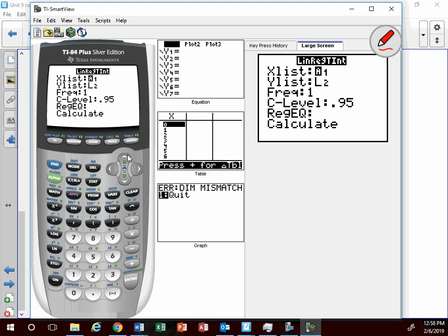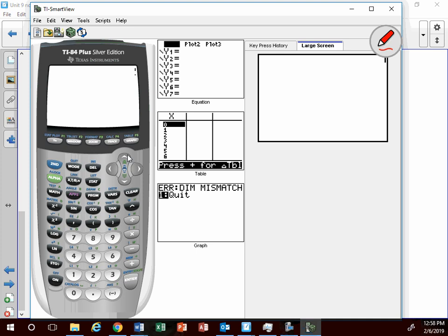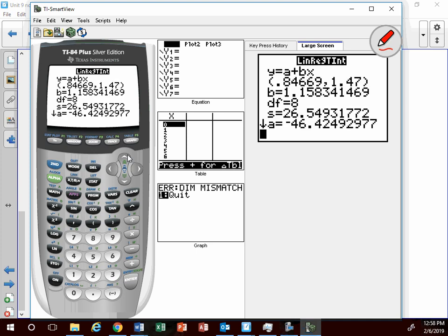Do you have your data in list 1 and list 2? Frequency, we don't have a frequency list, so you can just leave that as 1. Our confidence level is not 95. What is it? 90, so I'm going to do 0.90. If you want, you can store the regression equation. It's fine if we don't for this one. I didn't actually do my regression, so we'll see if it'll work for me. I think it will.